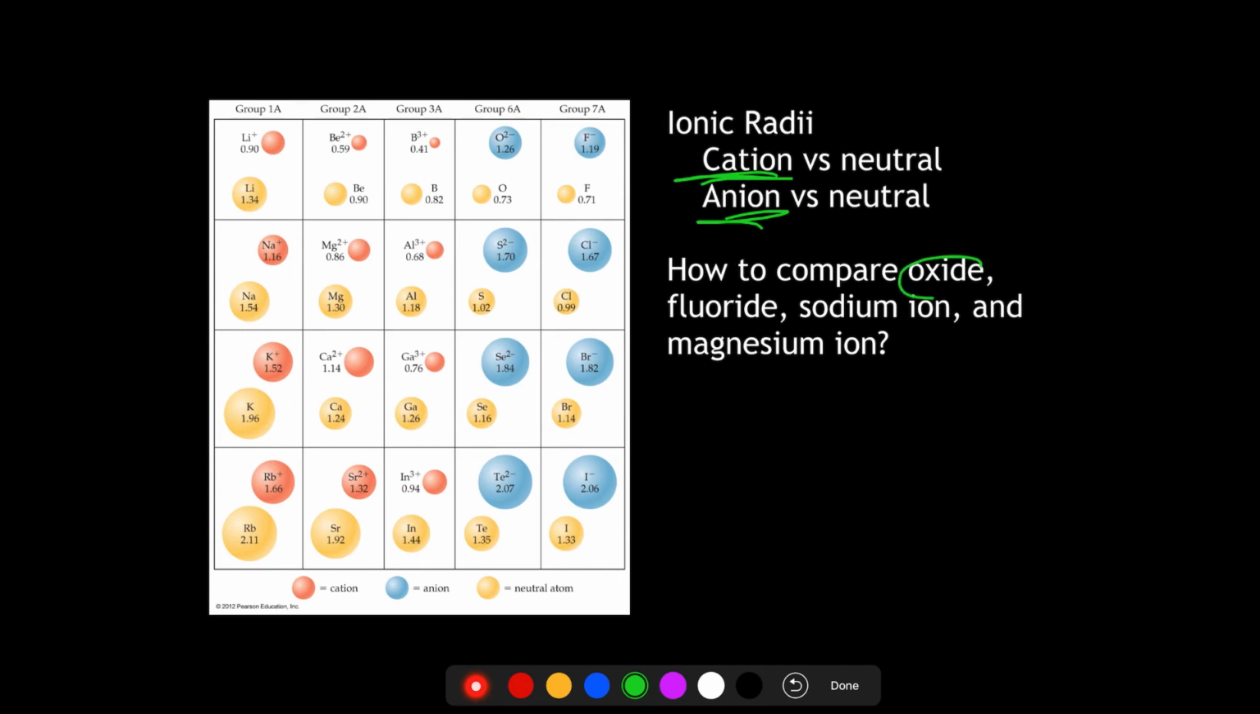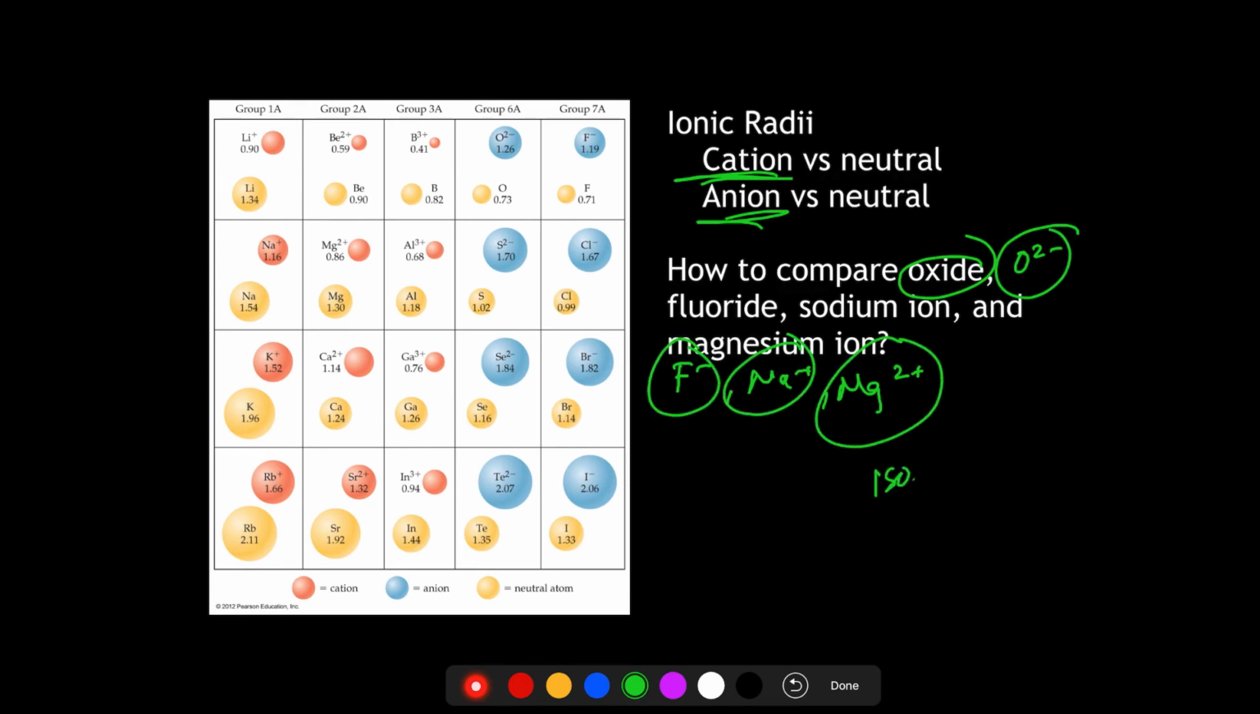How do we compare oxide, which is O2 minus, fluoride, which is F minus, sodium, which is Na plus, and magnesium, which is Mg2 plus? How do we compare all those ions in terms of their radii? Step one, we would go look at a periodic table, and we would see that, oh, indeed, these are what? That fancy word that you definitely need to know is isoelectronic, meaning that they all have the same number of electrons.